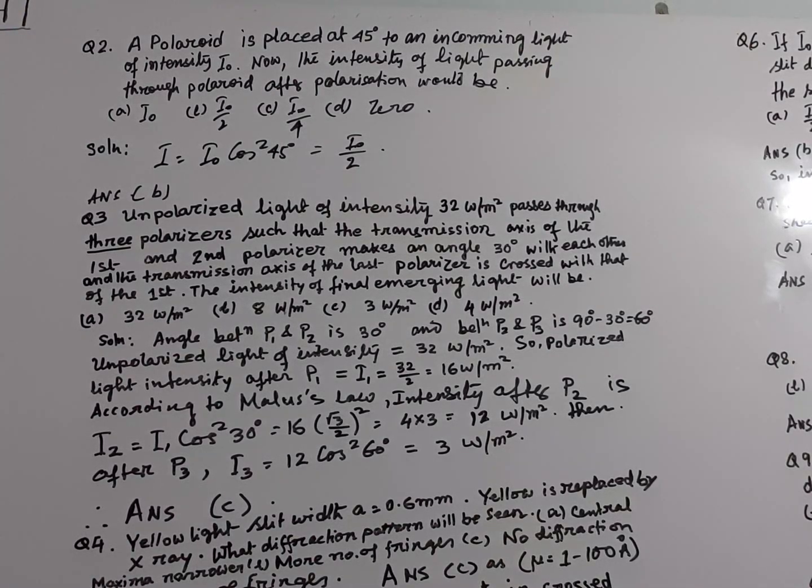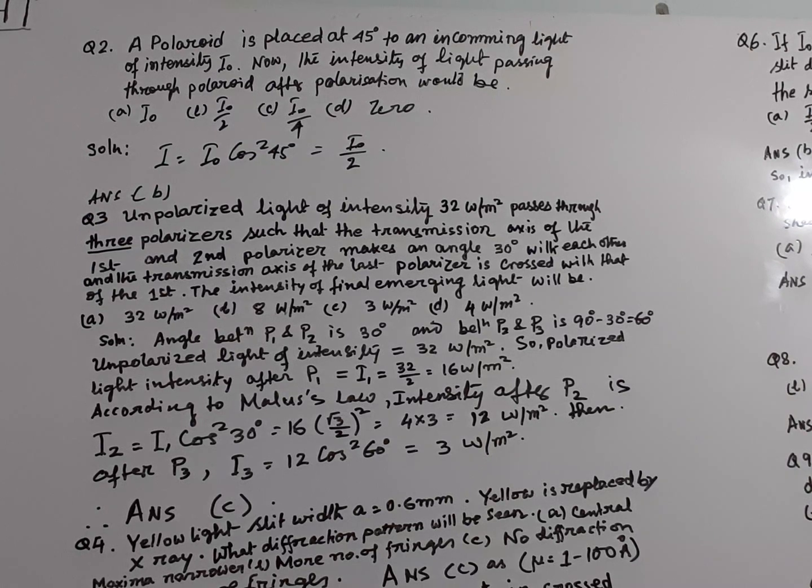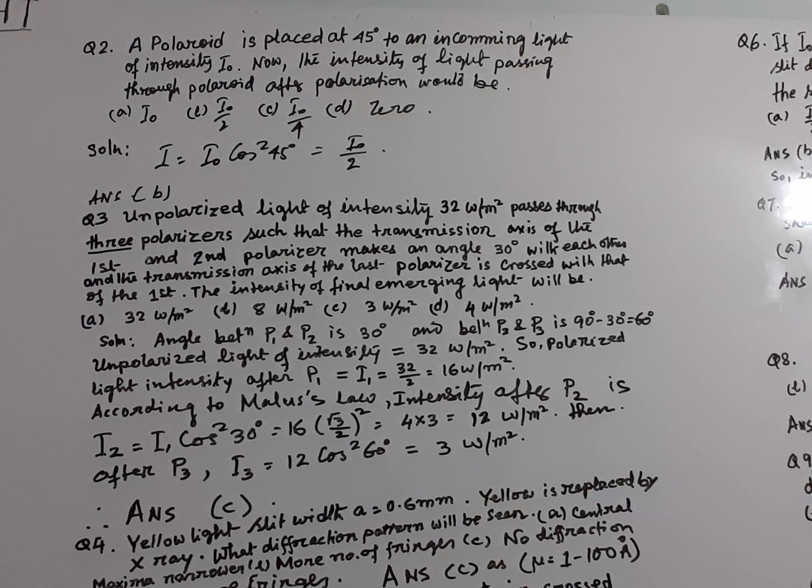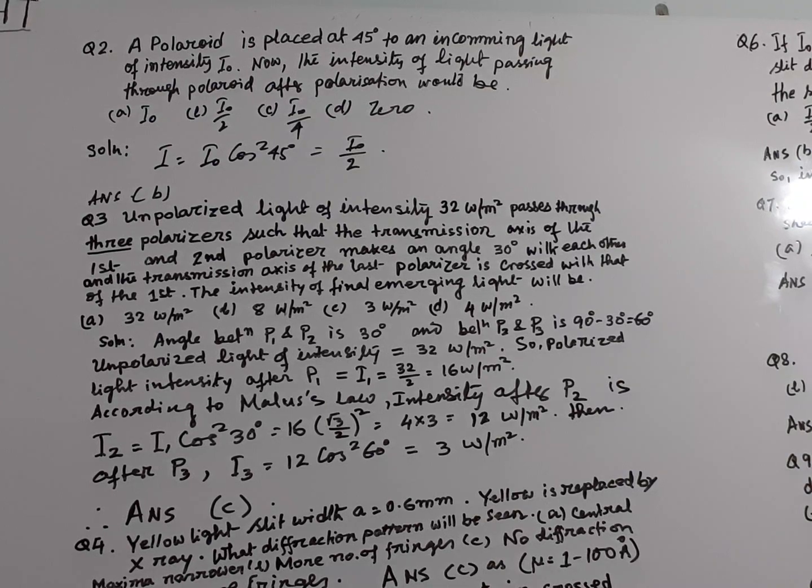Now, question number 2. A Polaroid is placed at 45 degrees to an incoming light of intensity I naught. The intensity of light passing through the Polaroid after polarization would be, there are 4 choices. We know I equals I naught cos square 45 degrees. So, I naught by 2 will be the answer, B is the choice. Now, come to question number 3.